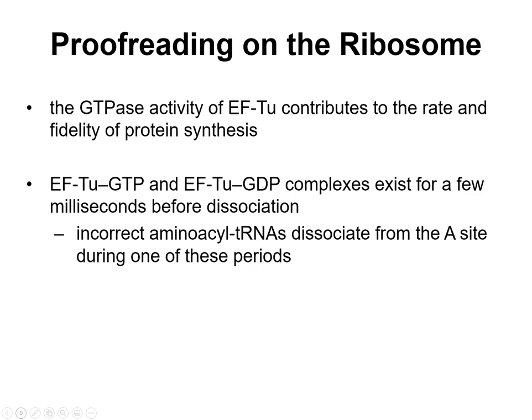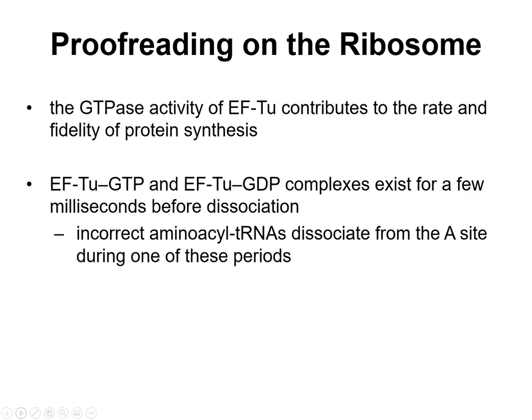So that was the first proofreading example we had. Now we've got proofreading on the ribosome, and I hinted at this a little earlier. The GTPase activity of EF-Tu contributes to the rate and fidelity of protein synthesis. In that pause time, where the EF-Tu GTP is bound to the tRNA, we have that hydrolysis occur, and then EF-Tu GDP leaves the complex. That exists for a little bit. So it takes a few milliseconds for all of that to happen and dissociate.